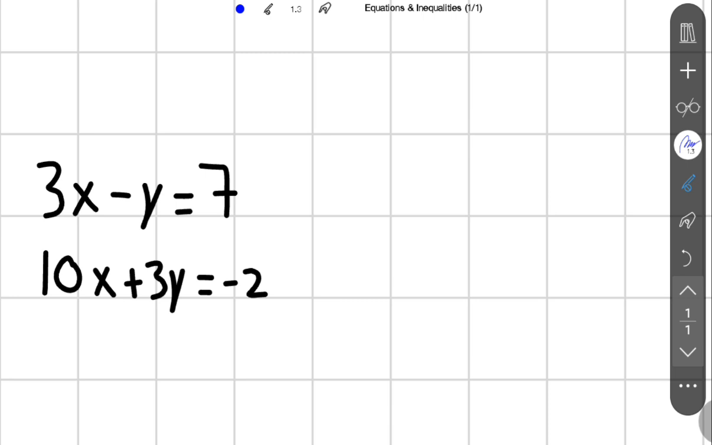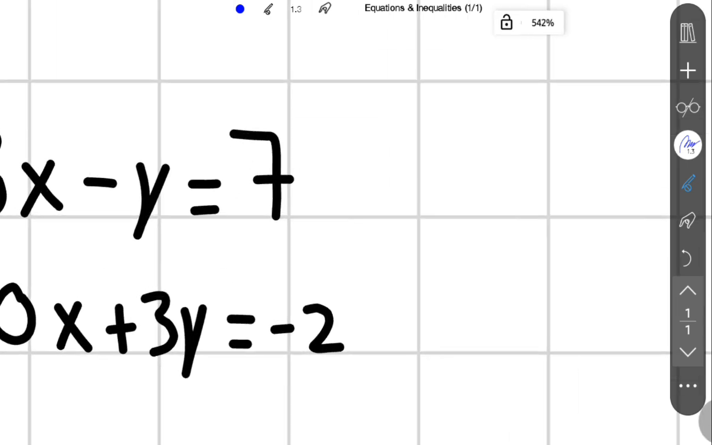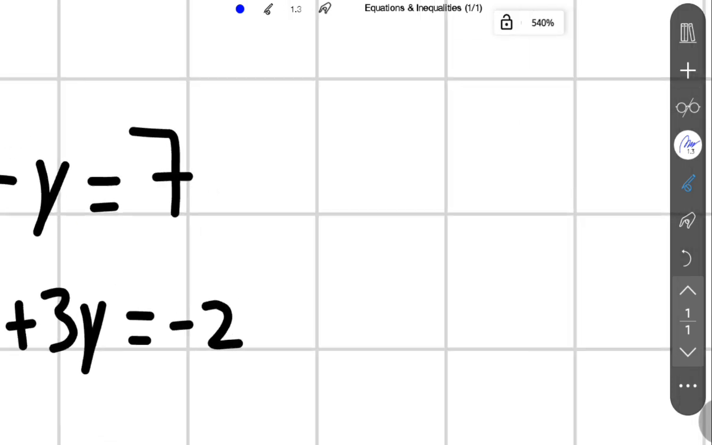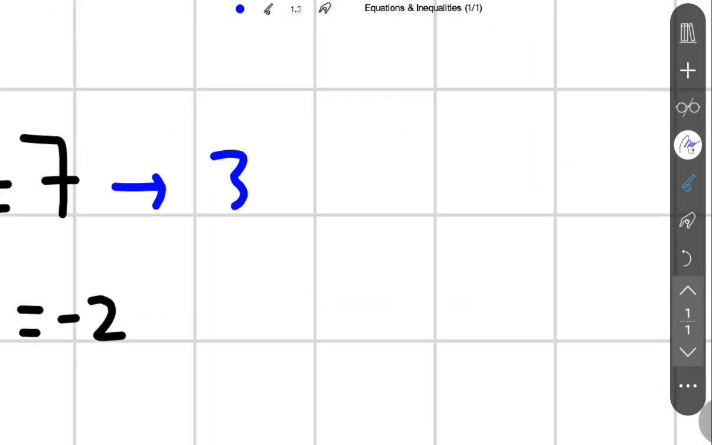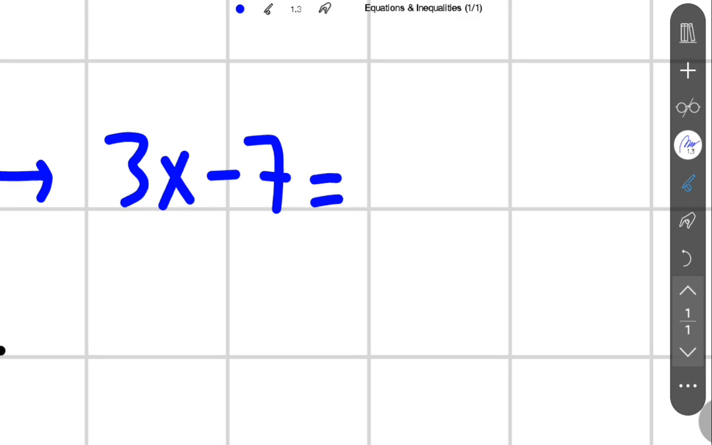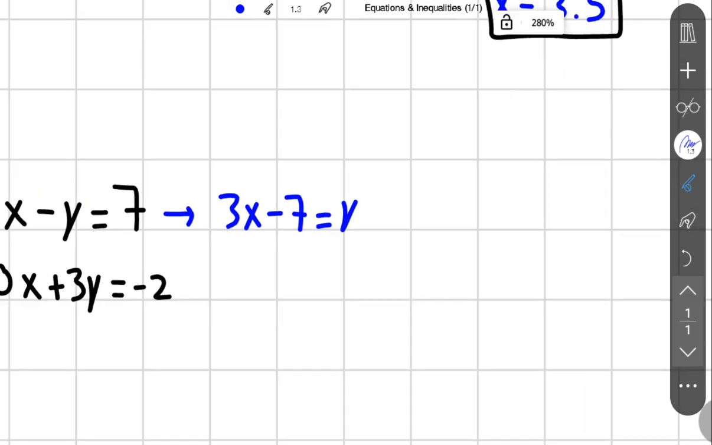If we go back to our previous steps, we could get the first equation to be a multiple of 3 for the y variable such that we could eliminate it, but you don't really need to do that. Since this already has a coefficient of 1, all we could do is just rewrite it such that it's all a subject of y. So we have 3x minus 7 equals y. And now we have the whole thing as a subject of y.